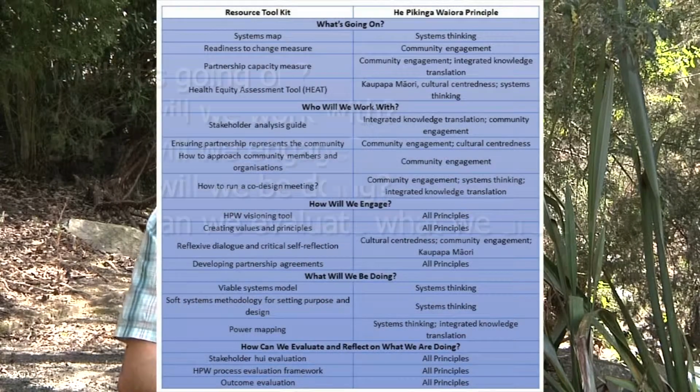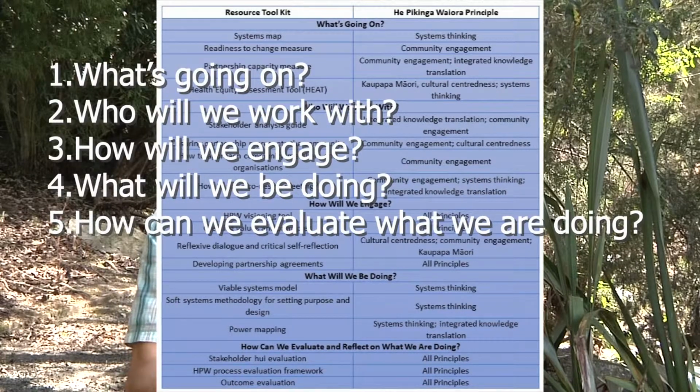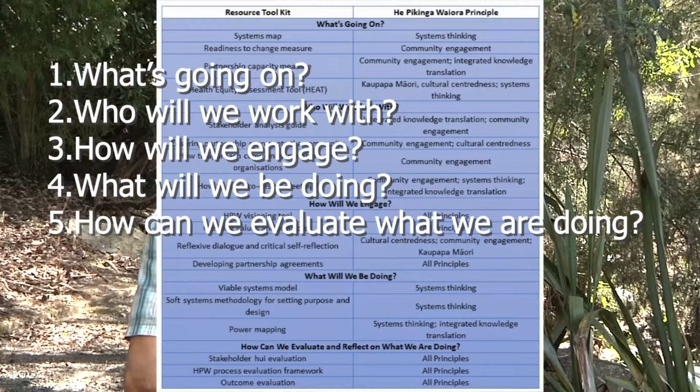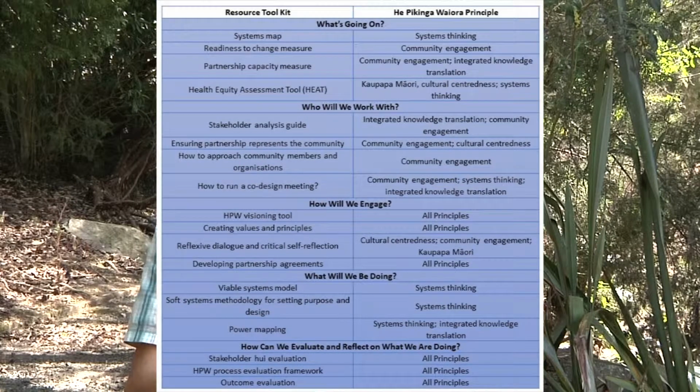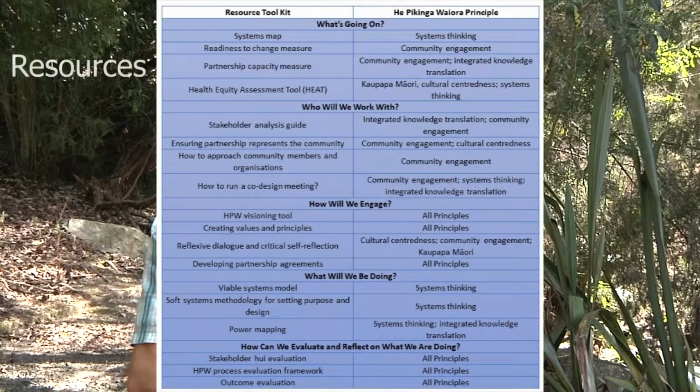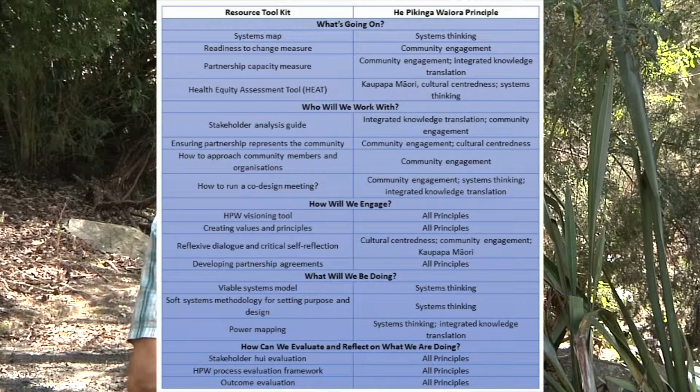So what we've done is develop a table to help you show how the resources do connect to the principles. What you can see is we've organized this table around 5 core questions. What's going on? Who will we work with? How will we engage? What will we be doing? And how can we evaluate and reflect on what we're doing? And there are a set of resources with each one of those questions. Now on the left-hand side is a list of the resources that we have. And on the right-hand side are the principles or principle that it links to.